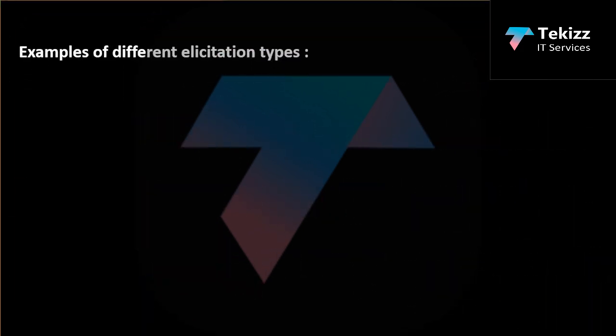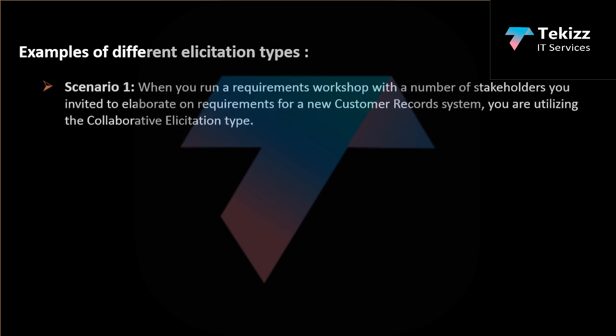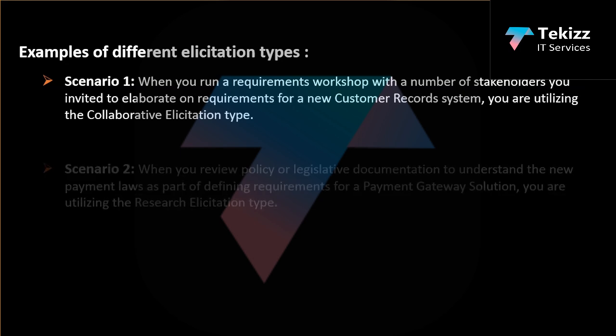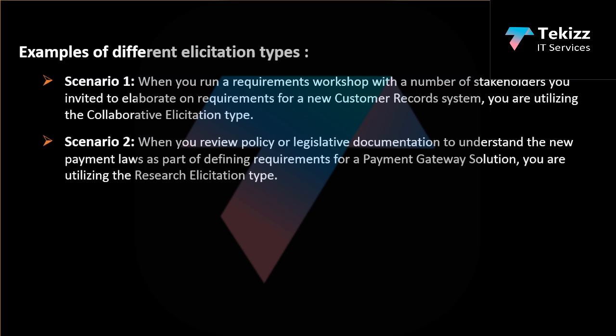Now, if we talk about some examples of the different elicitation types, we have one scenario when you run a requirement workshop with a number of stakeholders. You are invited to elaborate on requirements for a new customer record system. You are utilizing the collaborative elicitation type. Then in the second scenario, you review the policy and legislative documentation to understand the new payment laws as a part of defining the requirements of a payment gateway solution. So here you are utilizing the research elicitation type.